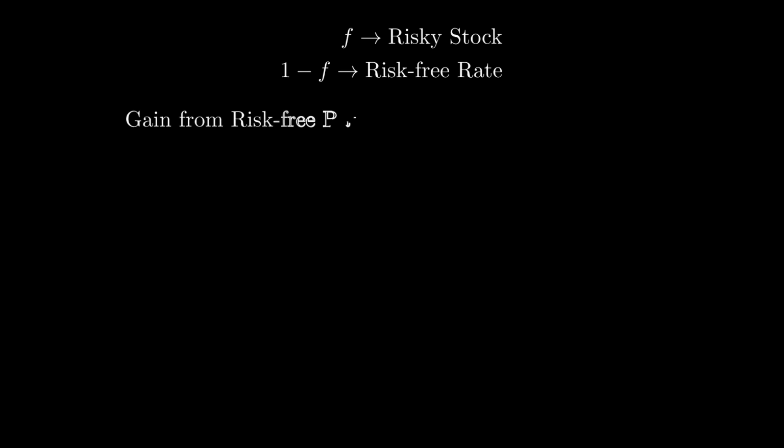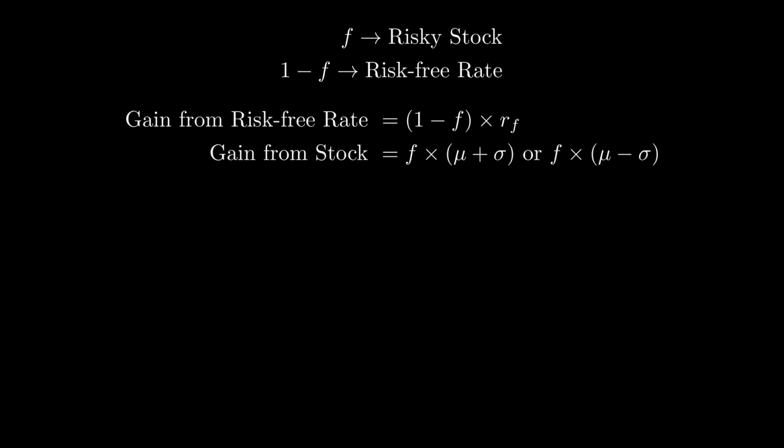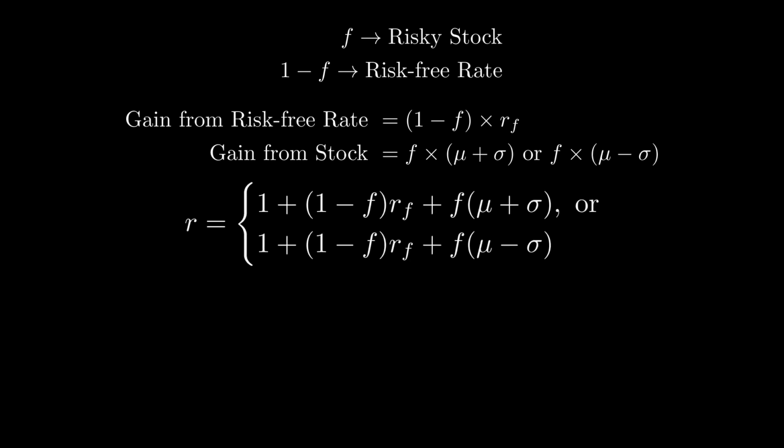Our gain from the risk-free rate is guaranteed to be (1 - F) times Rf. We earn either F times (mu + sigma) or F times (mu - sigma) from the stock with equal probability. Therefore, our return R is one of the following 2 cases with equal probability.